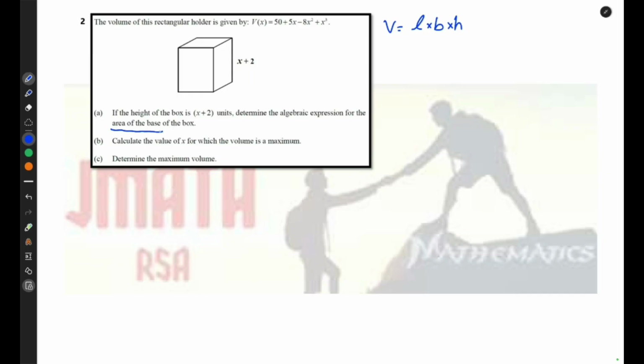So they want me to get the product of length times breadth. Okay, guys, it sounds very complicated, but it only means I don't need 3 brackets. I just want x plus 2 and then another bracket. So I'm just going to rewrite the one that they give me.